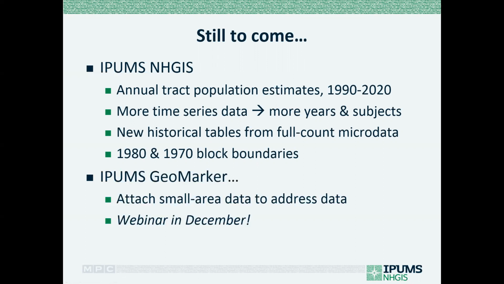Another product that we'll be presenting a webinar on next month is IPUMS GeoMarker. This is a brand new website. You can find it now through our website or through a web search. This allows you to upload address data or point data and have tract information attached to it. So if you're working with a large survey and you'd like to get contextual information about the neighborhoods that people live in, you can use this to very quickly add some data to it.